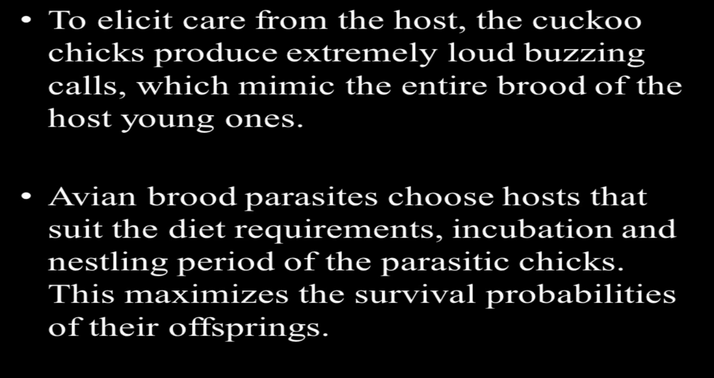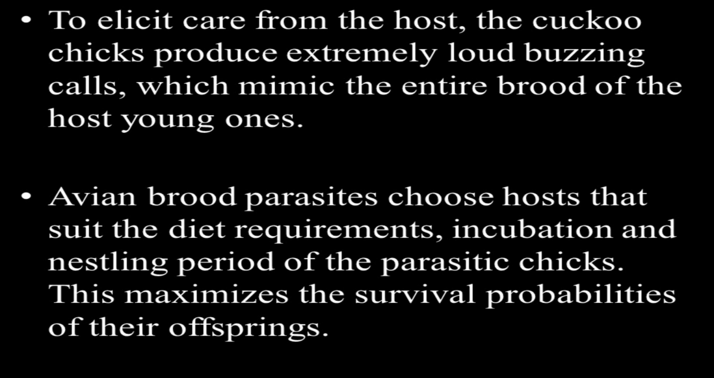To elicit care from the host, the cuckoo chick produces extremely loud buzzing calls which mimic the entire brood of host young ones. Avian brood parasites choose hosts that suit the diet requirement, incubation and nestling period of the parasitic chicks, and this maximizes the survival probability of their offspring, that is, of the particular parasitic bird showing brood parasitism.